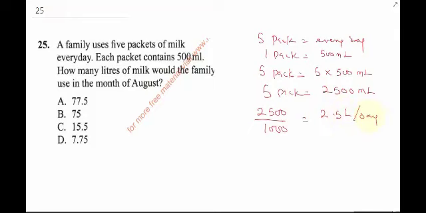Now, in the month of August, how many did they consume? So, August, it's 31 days. So, we're going to do 2.5 multiplied by 31 days, and that's going to give us 77.5. So, our correct answer here is going to be A.